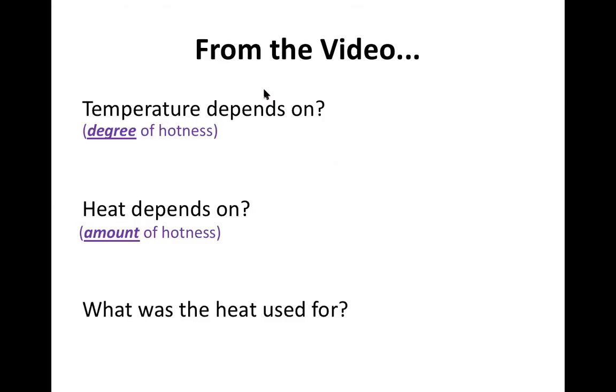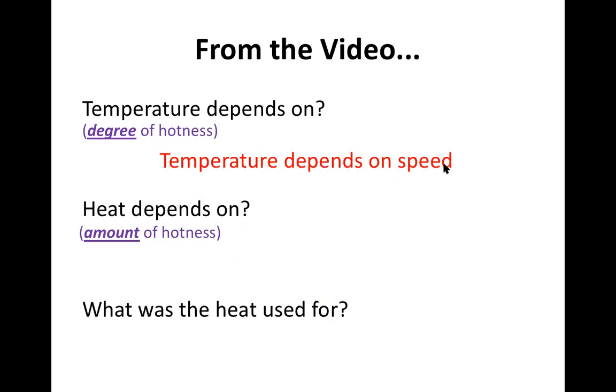So you're going to watch the video. It's only a couple minutes, and it's very clear and worthwhile and so cute. From the video, what does temperature depend on? The video explains that temperature is a degree of hotness. Temperature depends on the speed of the particles. And for the degree of hotness, the analogy is the value of one bill, so the $50 bill or the $100 bill.